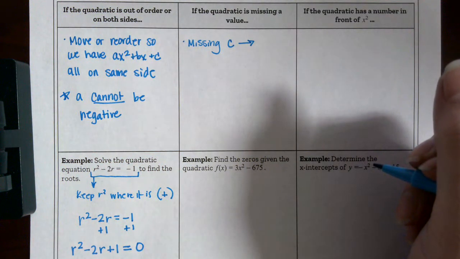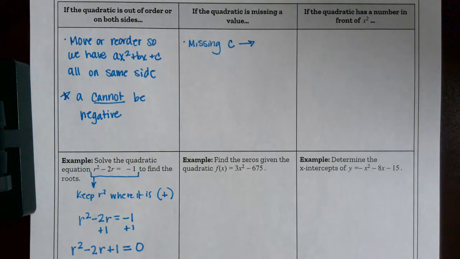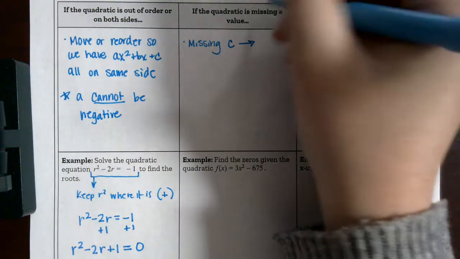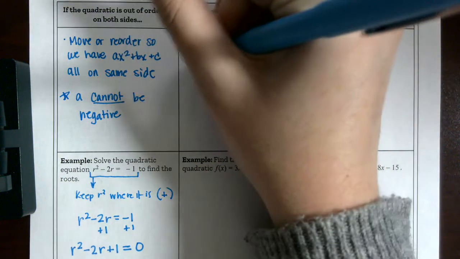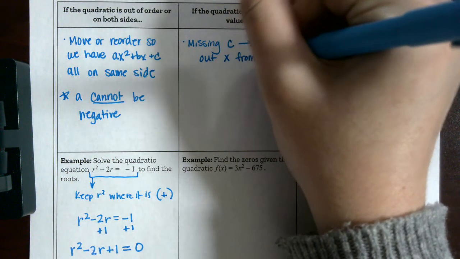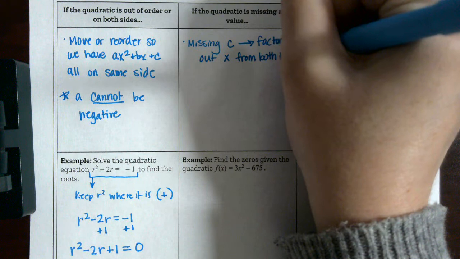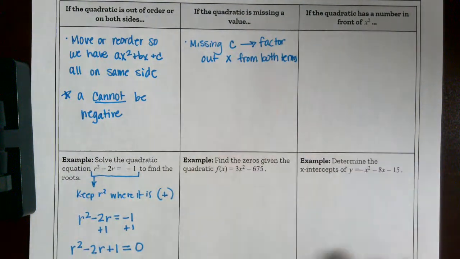so if we're missing our C value, we went over one of these in part 1, and that's one way that you could do it, where you just know that C is equal to 0 and you solve the same way. Or you can factor out x from both terms. So let's look at an example of what that would look like.